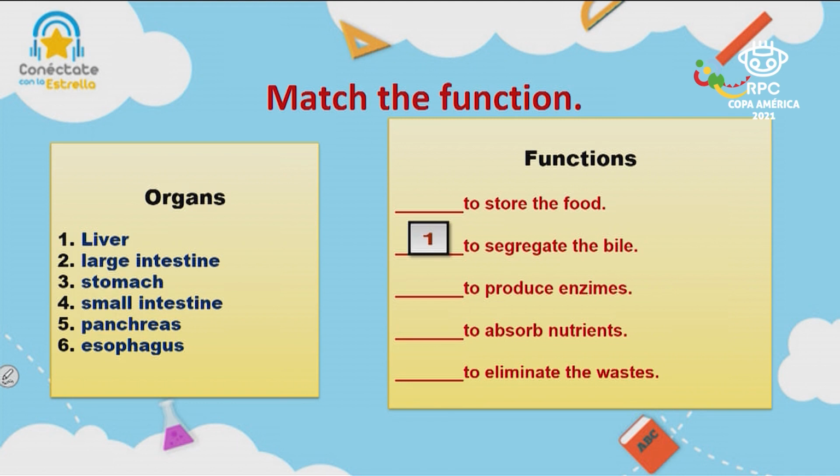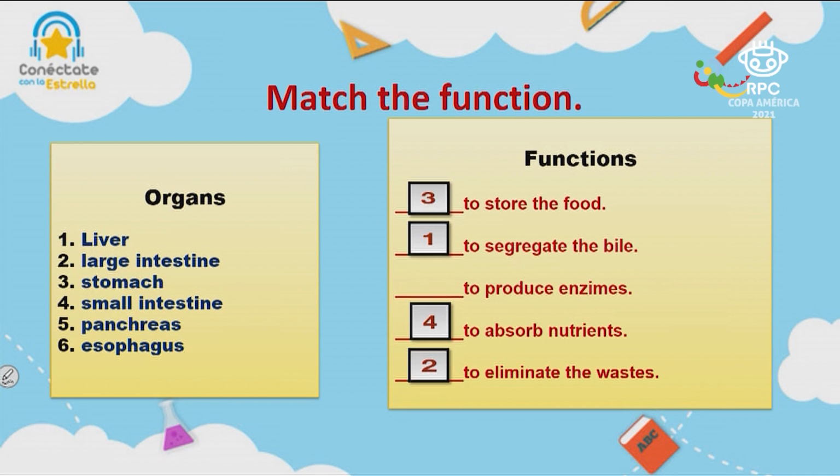So what is the function of the large intestine? To eliminate the waste. Very good. Excellent. And the number 3, the stomach. To store the food. Remember, to store the food. And we have the next number 4, small intestine, produce enzymes or absorb nutrients. Which one? Absorb the nutrients.